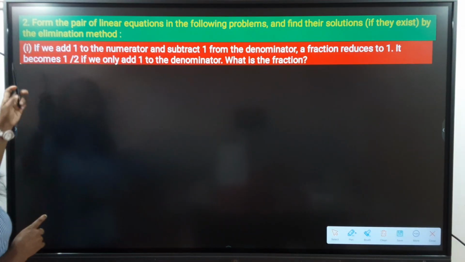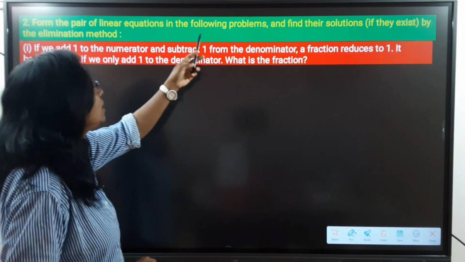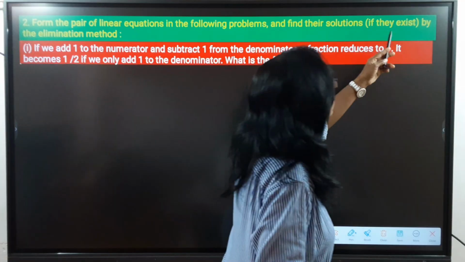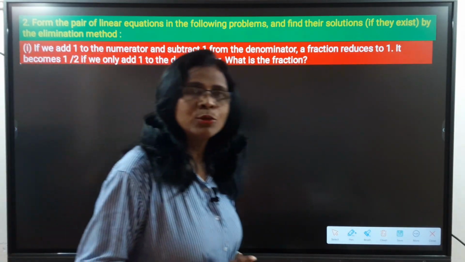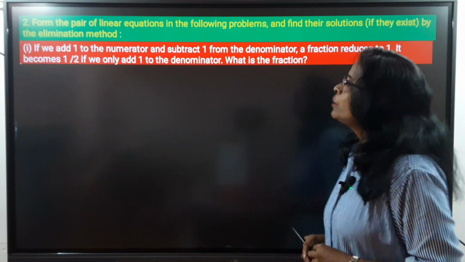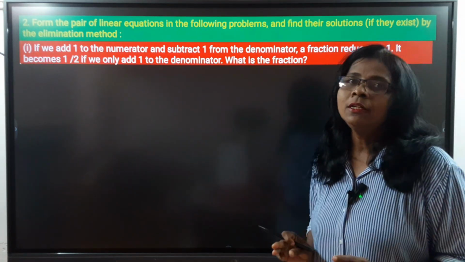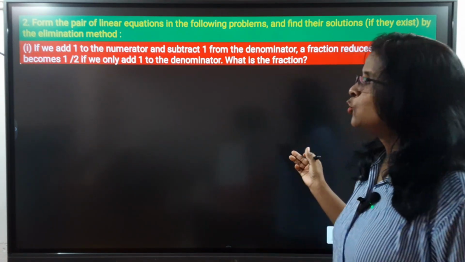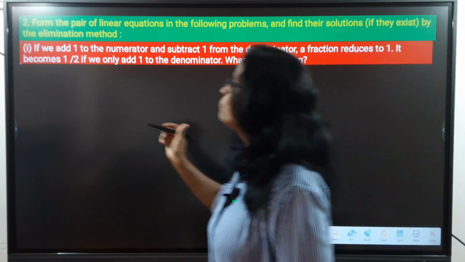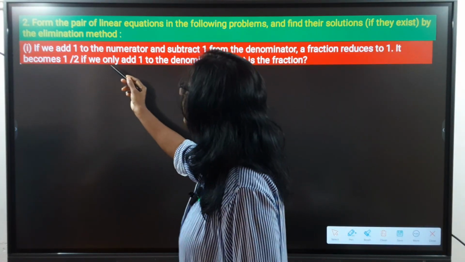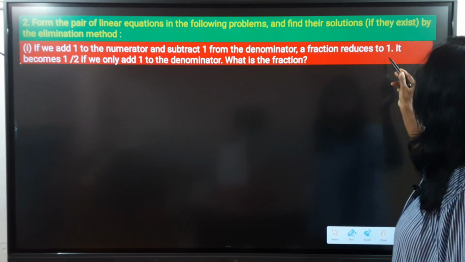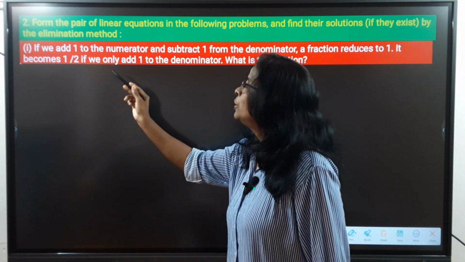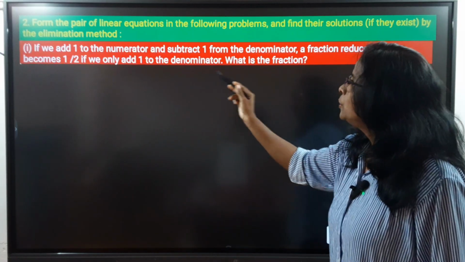Second question is that form the pair of linear equations in the following problems and find their solutions, if they exist, by the elimination method. So now here students, we have to first find out the equation from the given example. So let us see the first example students. First example is that if we add 1 to the numerator and subtract 1 from the denominator, a fraction reduces to 1. It becomes 1 upon 2 if we only add 1 to the denominator.